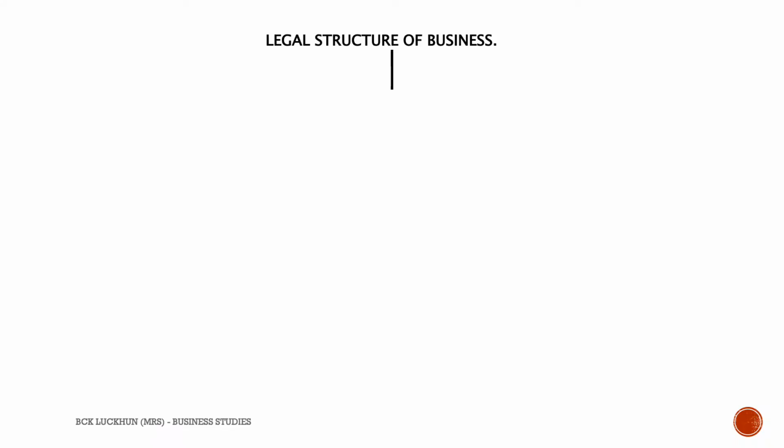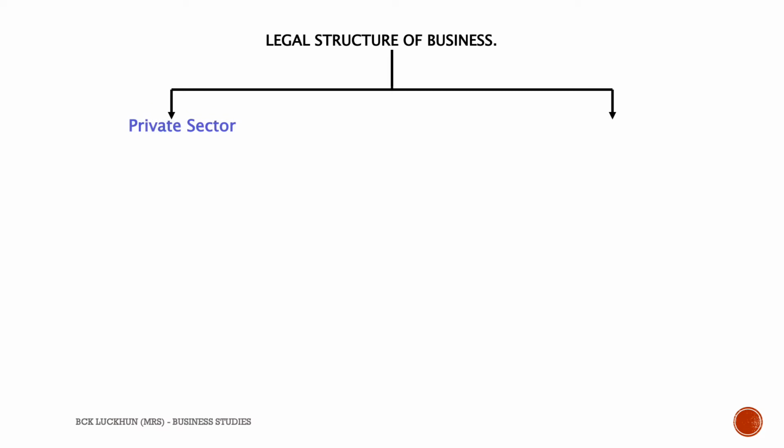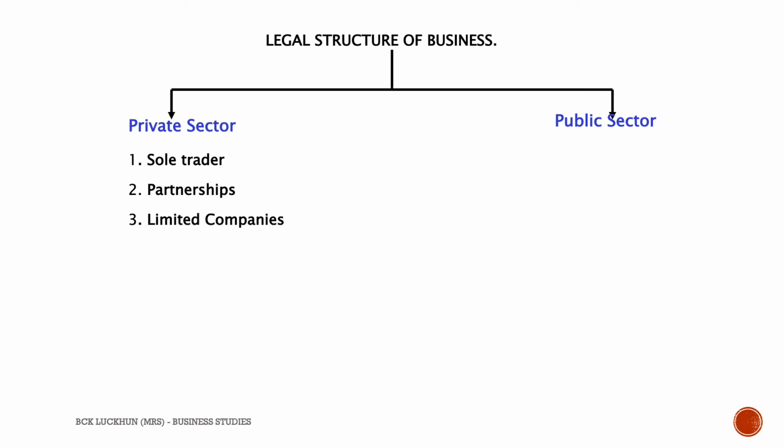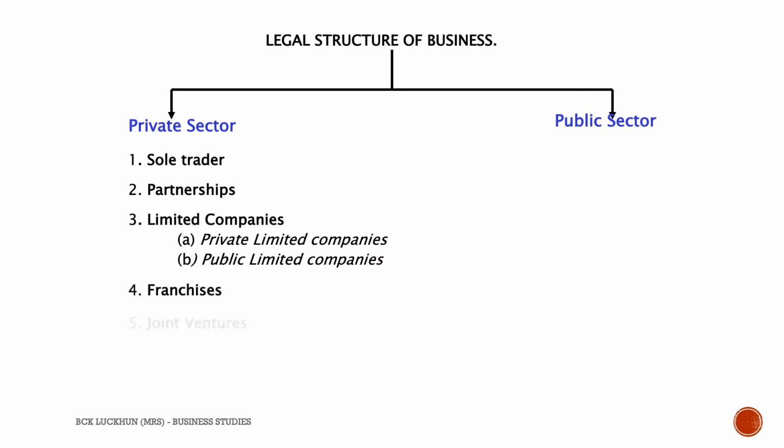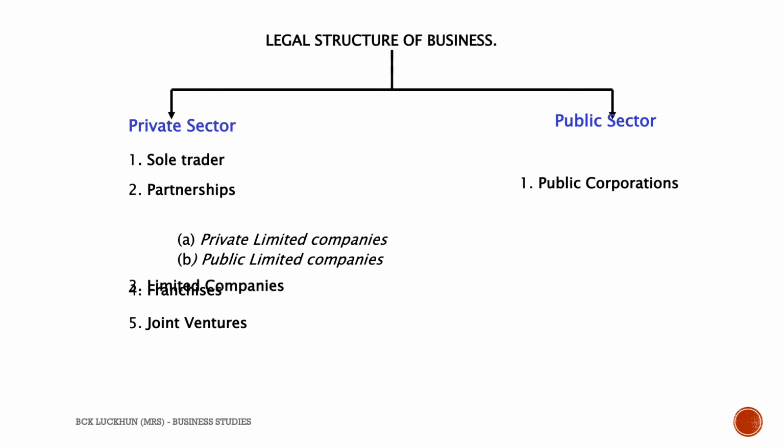So here is a look at the legal structure of business divided into private sector and public sector. There are several forms of business organization in the private sector, and they vary according to how they are owned, controlled and financed and the owner's liability. So the different businesses in the private sector are sole trader, partnership, limited companies. In limited companies we have private limited companies and public limited companies, and then we have franchise and joint ventures. On the other hand, in the public sector, these are businesses which are owned and controlled by the government or the state. So we have public corporation.